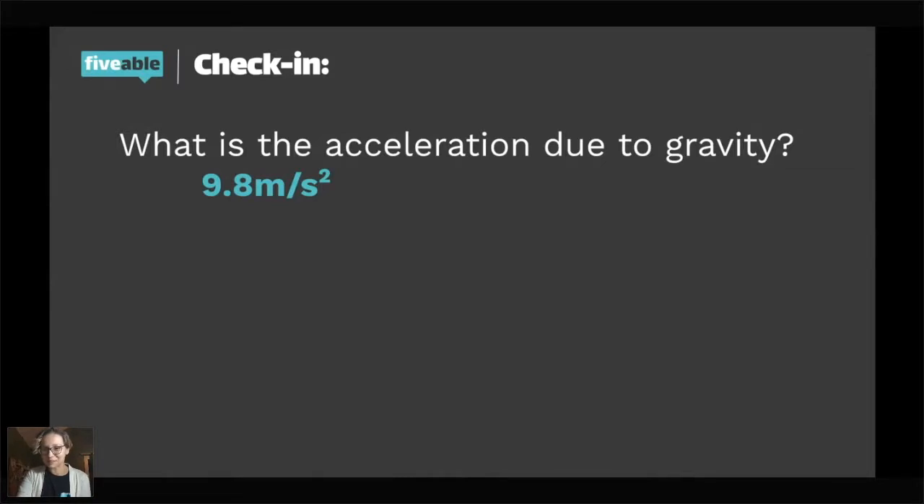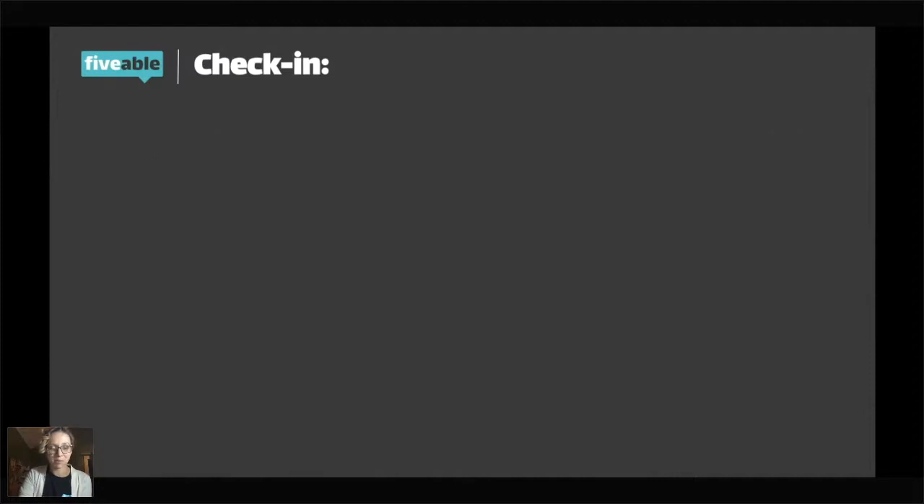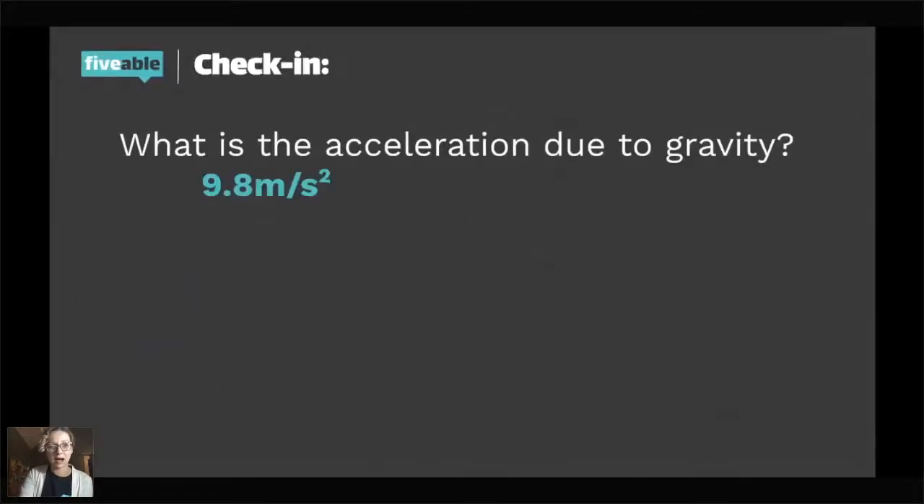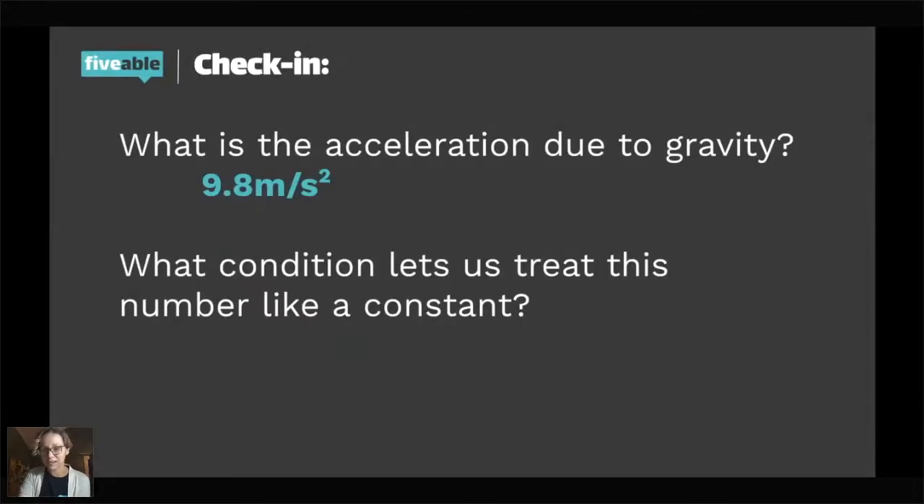This one is a little bit trickier, might need a little more thinking. With what we just said about the strength of that force not being constant, like it's stronger if you're closer to the Earth and weaker if you're farther away, why is it that we can treat that number like a constant? Why can we just say acceleration due to gravity is 9.8 and use 9.8 pretty much consistently? Does anybody have any thoughts on why that might be the case?